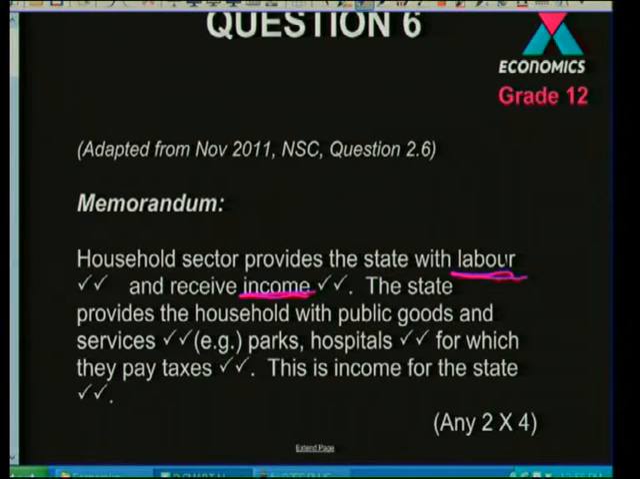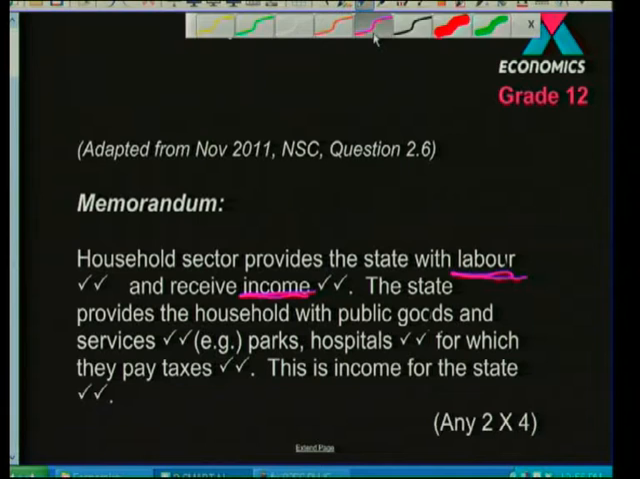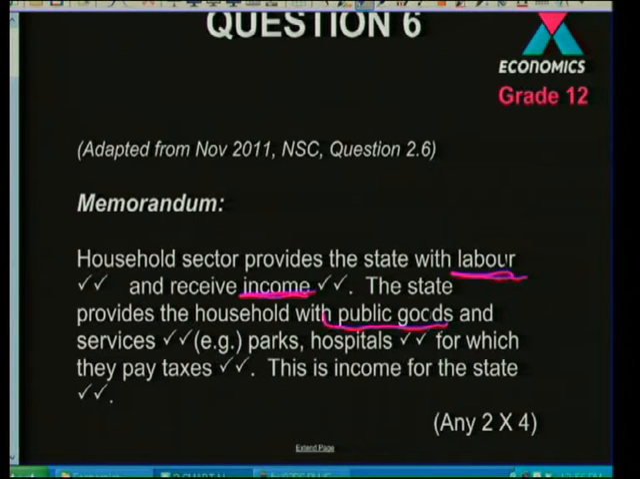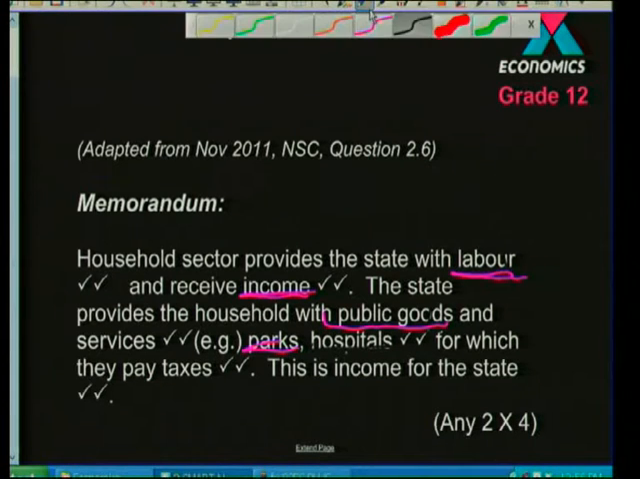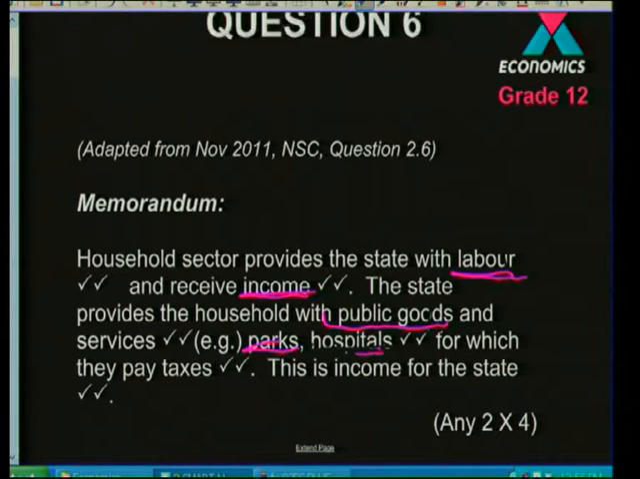The state provides the households with public goods and services, and it's always a good idea to write down some examples. So public goods and services. And what do we know about public goods and services? That no one can be excluded from that. So that would include things like parks and hospitals, roads, street lights, and then for which they pay taxes.